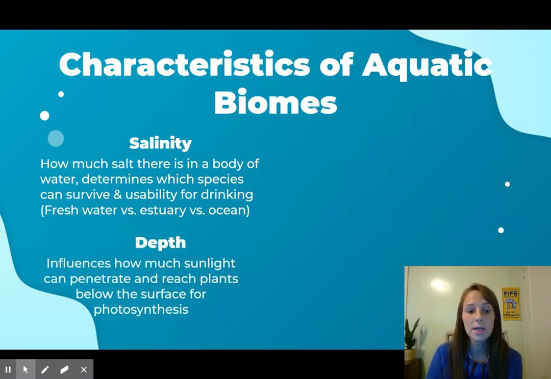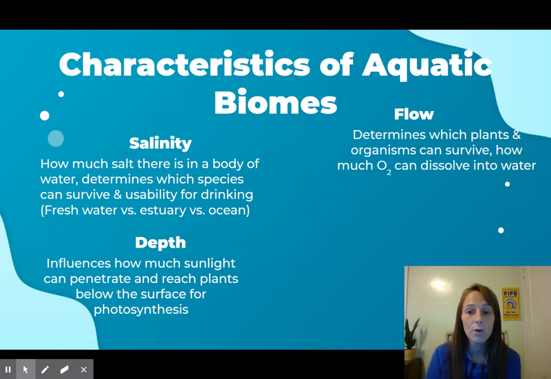Another characteristic is going to be the depth. And the reason this is important is because it influences the amount of sunlight that can get in and reach the plants. Plants need sunlight in order to do photosynthesis. So if it's too deep and there is not sunlight able to get through, then that is going to mean that plants are not able to do photosynthesis at those depths.